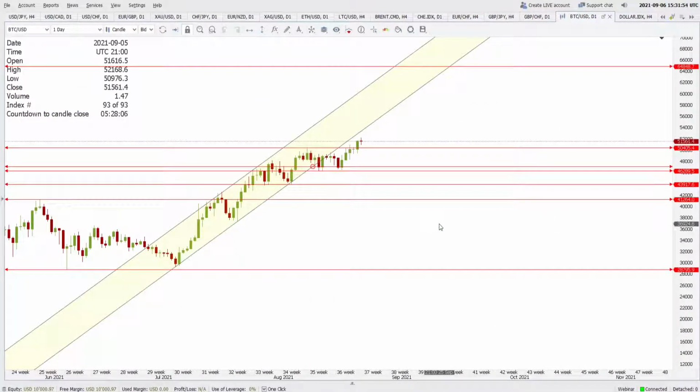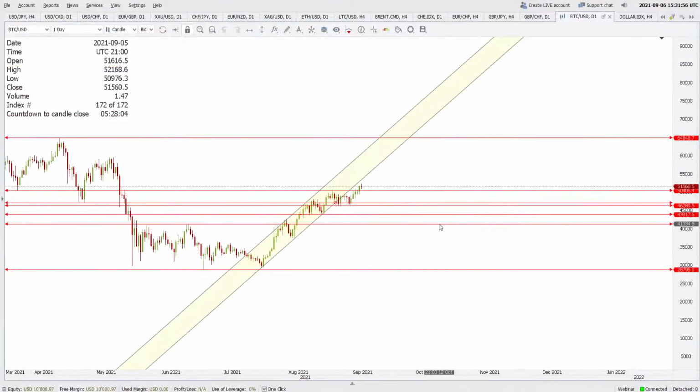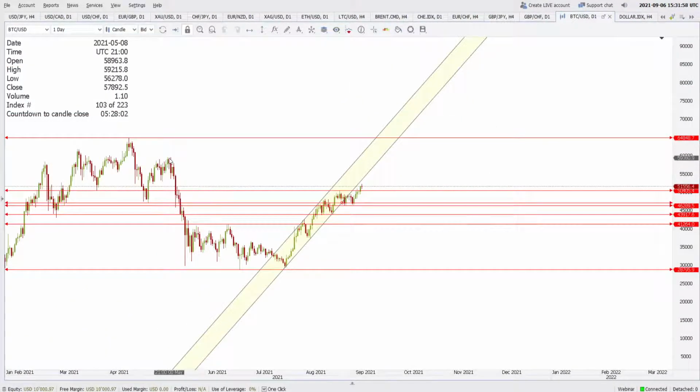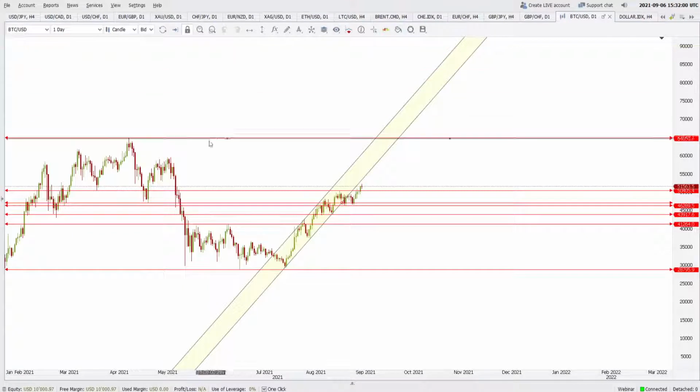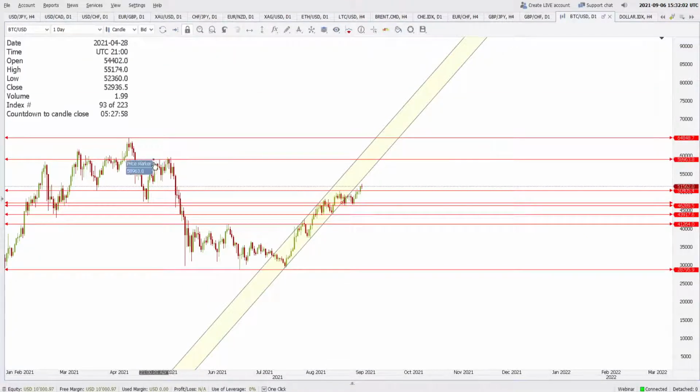Bitcoin is trading above all the resistances that we had, and I think the next resistance is going to be these highs. We can mark them on the chart. This has been a good resistance 1, 2, 3, 4 times.